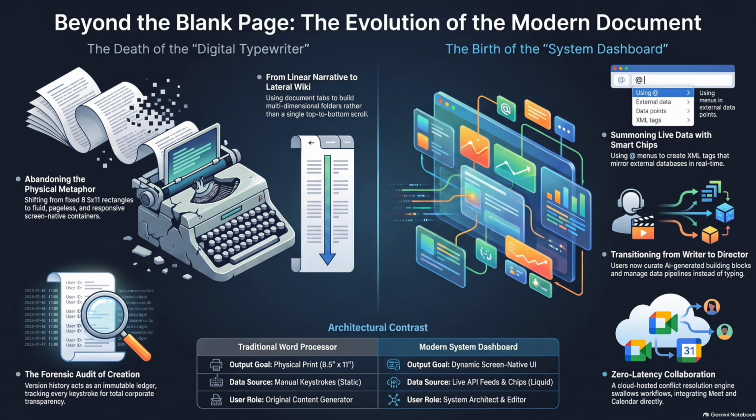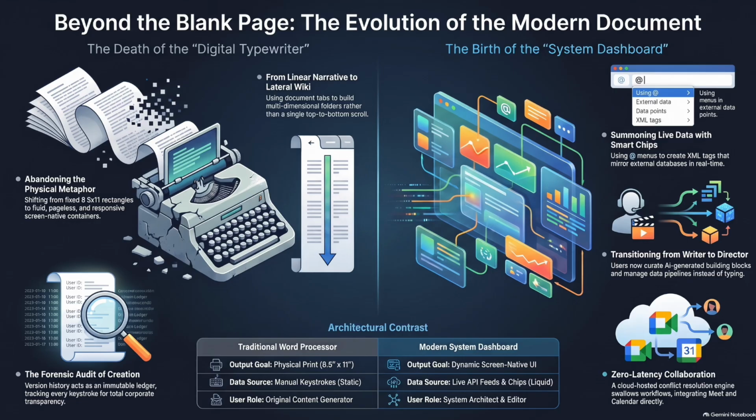A dashboard, yeah. And to maintain that dashboard, the system deploys all these automation tools. Things like Smart Compose, Smart Reply, voice typing. Right, where it finishes your sentences for you. Exactly. The software is actively predicting the next logical string of characters based on language models. So the user is transitioning from being an original generator of text into more of a director. A director. Yeah, you're curating building blocks and managing data pipelines instead of just typing words.